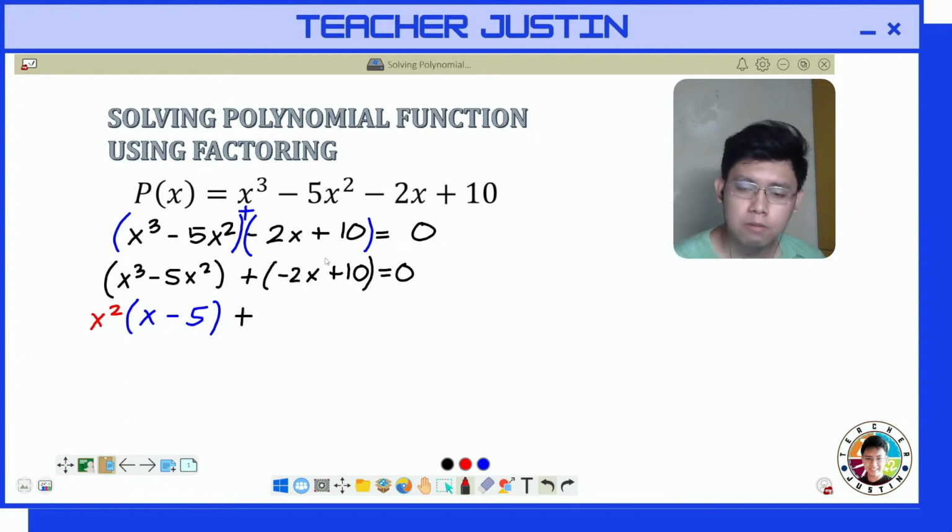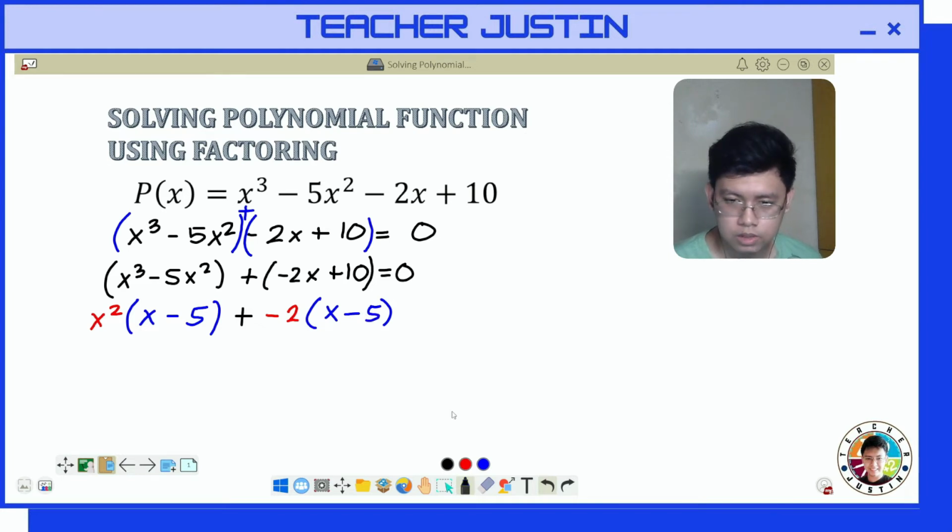Okay, so for our second group, we have negative 2x plus 10. So since we have a negative leading term for this group, we need to factor out the negative sign. And then let's get the common factor. So the common factor of the second group is 2. So we factor out negative 2 and divide each term of our second group by negative 2, giving us x minus 5. Okay? Now, if you can observe, we have a common factor that is x minus 5.